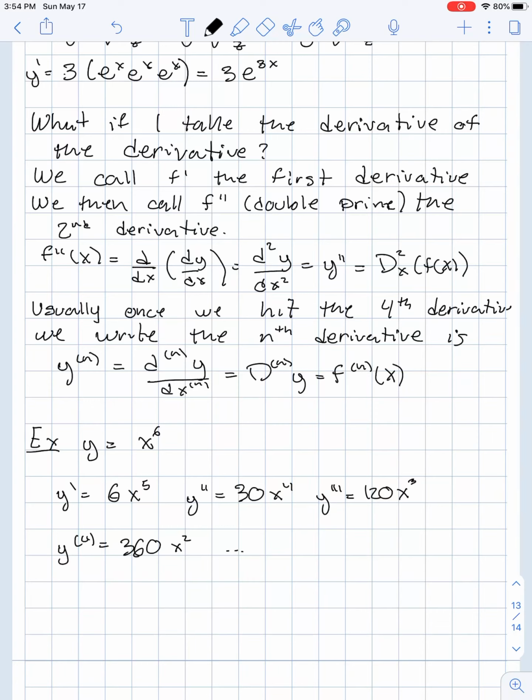And so whenever you're asked to find the second derivative, you have to find the first derivative first, because second derivative is the first derivative's derivative. Okay? So that's it on differentiation rules.